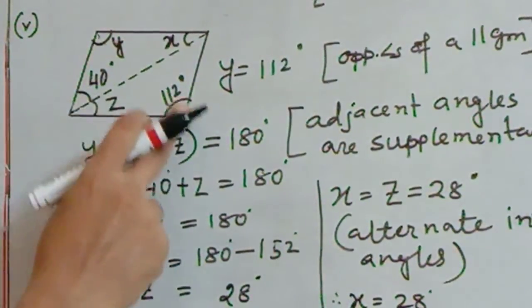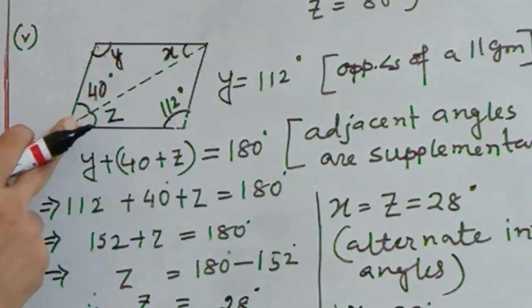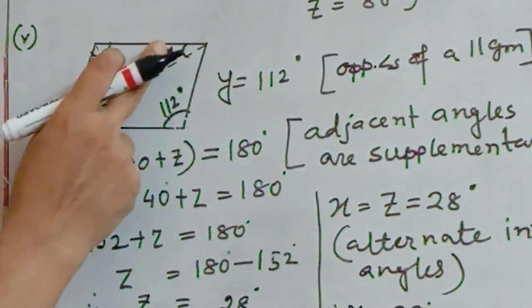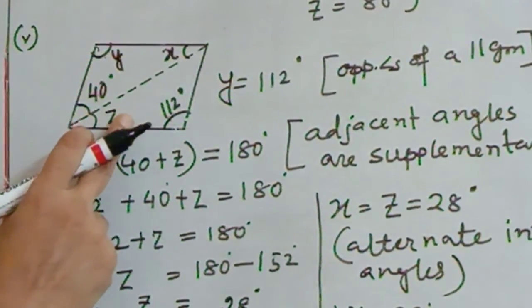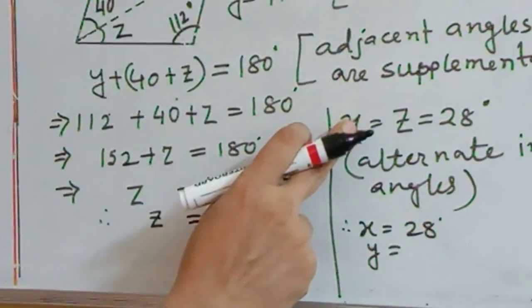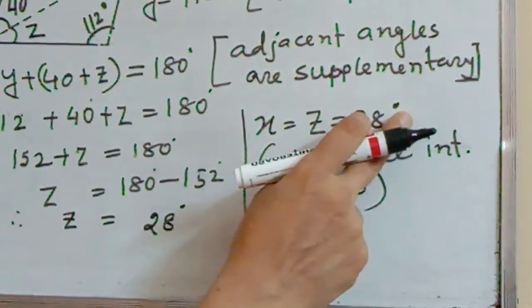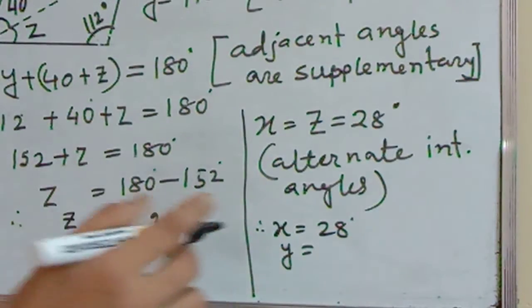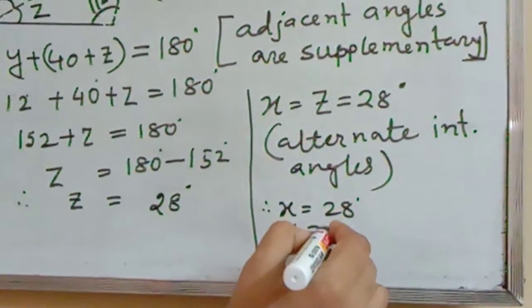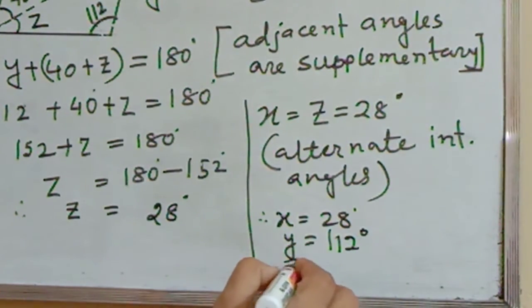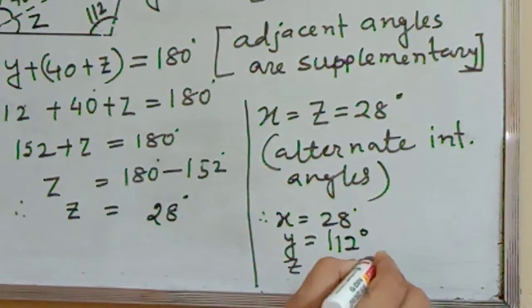Now see, this line is parallel to this line and this is a dotted line. We can use that as a transversal. So x and z are alternate interior angles. So we can write that x is equal to z is equal to 28 degrees. What is the value of z? It is 28 degrees. The reason you have to write is alternate interior angles. So what we have found here: x is equal to 28 degrees, y is equal to 112 degrees and z is equal to 28 degrees.